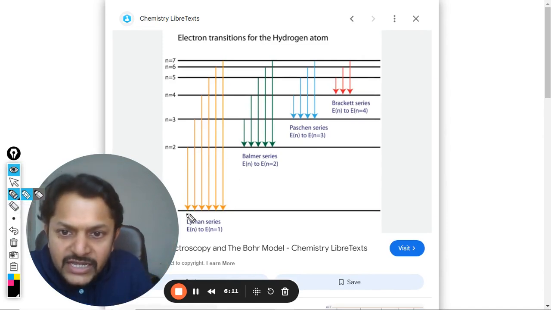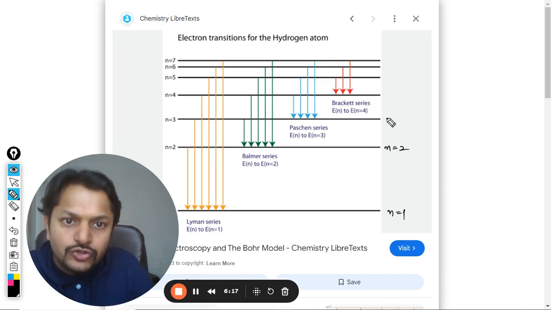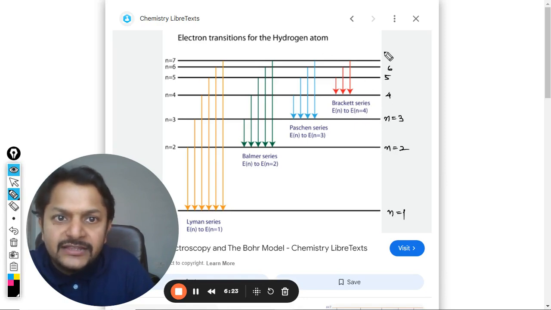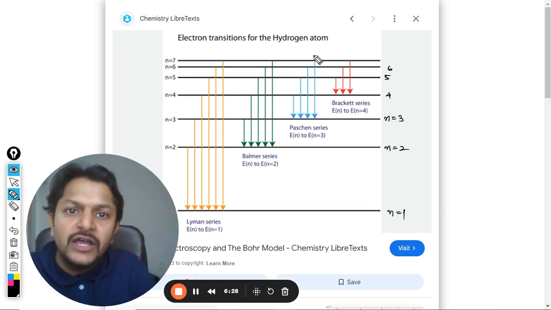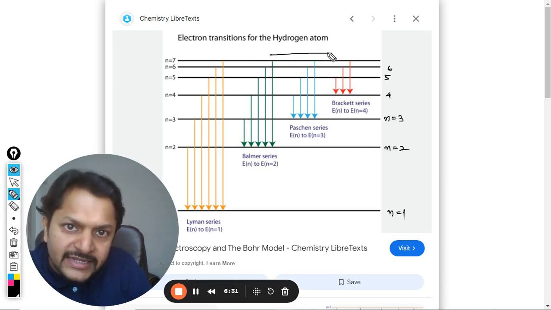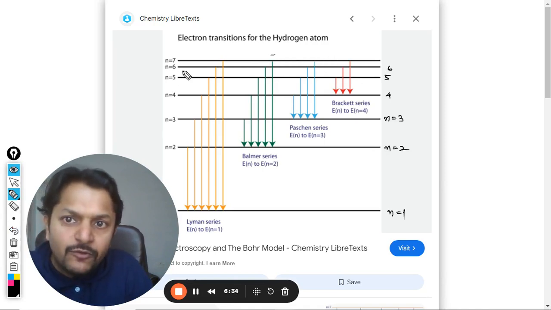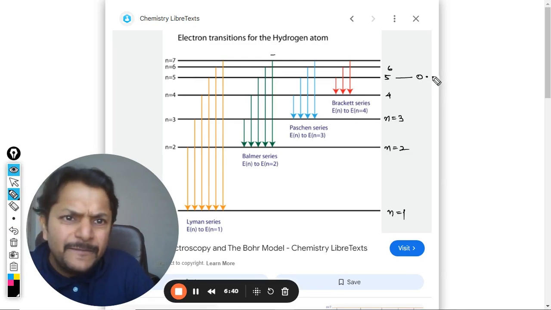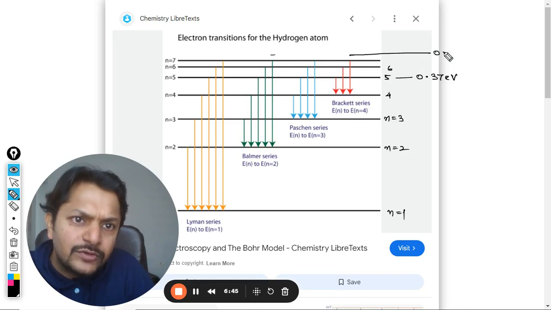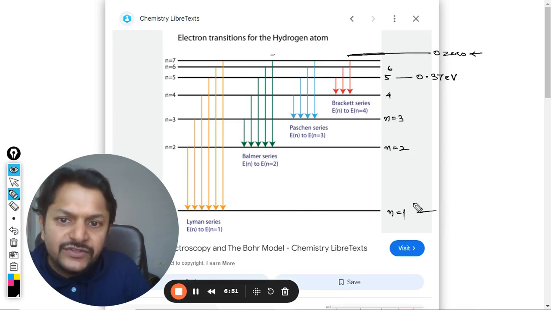So this is n is equal to 1. This is n is equal to 2. This is n is equal to 3, 4, 5, 6, and this is 7. These energy levels are becoming very, very near to each other, and after a certain point you will find that this energy level is the highest one. What is the energy for the fifth shell I have written? 0.37, I think, 0.37 electron volt. So this energy is becoming zero very soon. It's very near to zero. This energy level is negative 13.6.